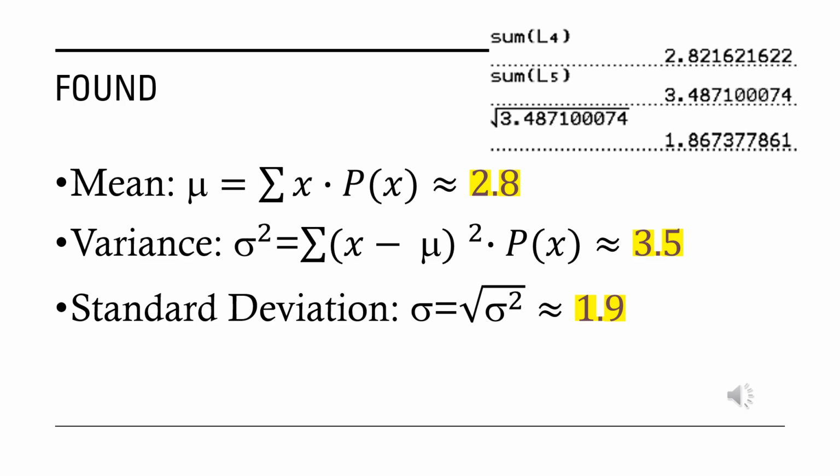And textbooks often expect us to round these to one decimal place, which we will save for the very, very end. These are the rounded answers to one decimal place.